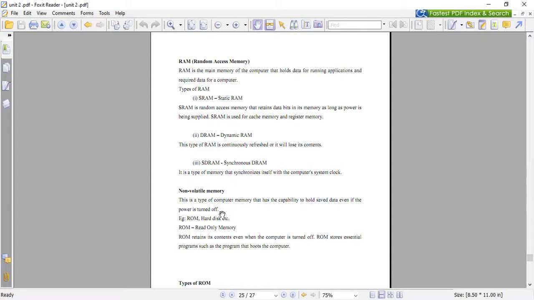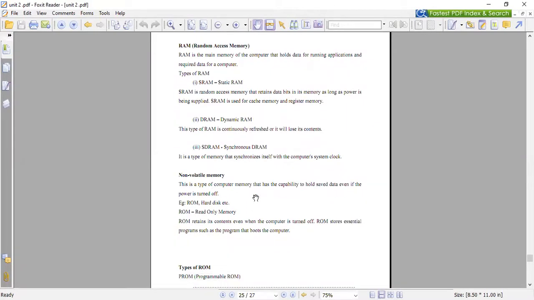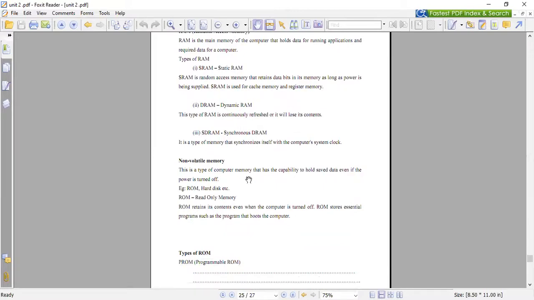DRAM, dynamic RAM, is our normal RAM. This type of RAM needs continuous refreshing or it will lose its content. Refreshing means power must always be supplied. Only then does it retain the data, otherwise the data can be lost. Both of these lose their data when the current is gone. If it is not refreshed, it will change. So a refreshing part works in the DRAM, dynamic RAM.